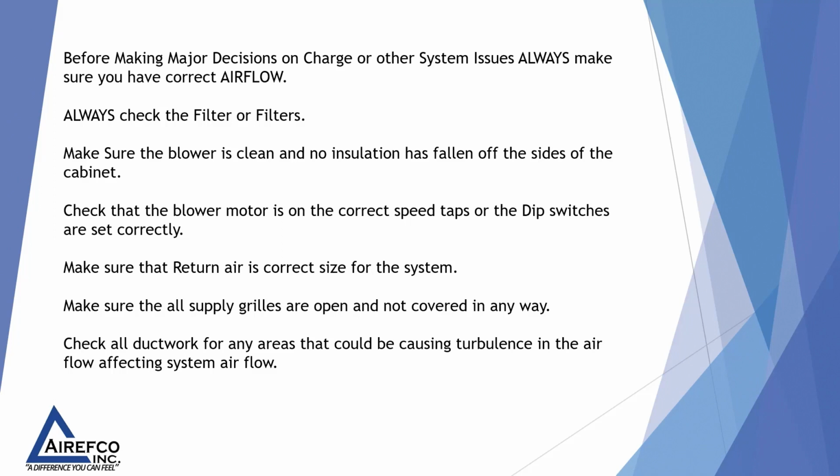Check that the blower motor is on the correct speed taps or the dip switches are set correctly for the correct airflow. Make sure that return air is the correct size for the system. Make sure that all the supply grills are open and not covered in any way. Check all ductwork for any areas that could be causing turbulence in the airflow, affecting system airflow.